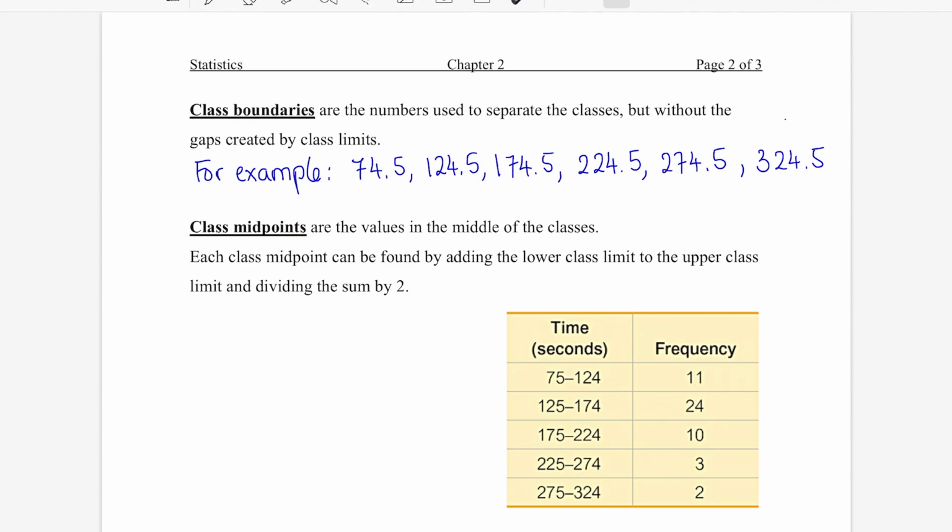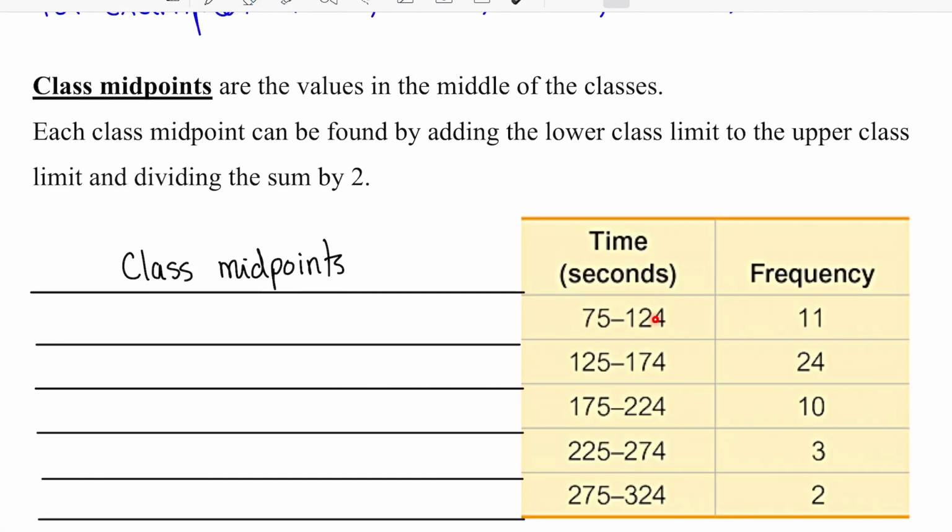Class midpoints are the values in the middle of classes. Each class will have a different midpoint. To find the midpoint for each class, you take the lower class limit, add the upper class limit, and divide by 2. To find the midpoint for the first class, I will take 75 plus 124 and divide it by 2.